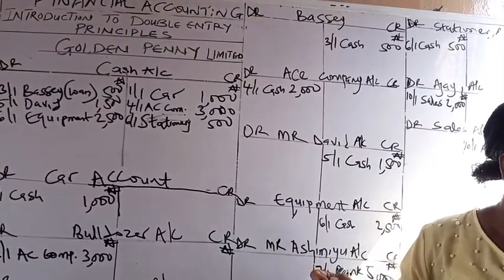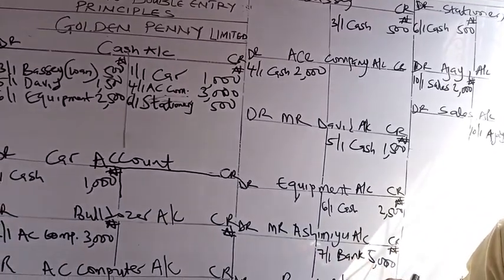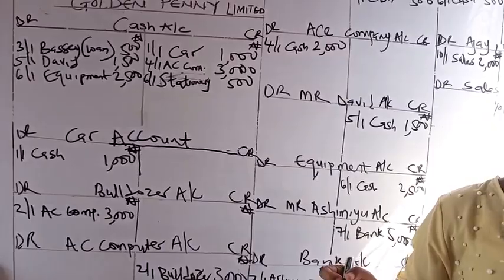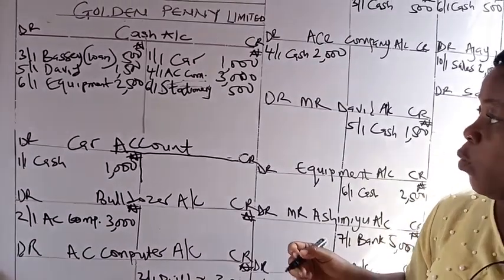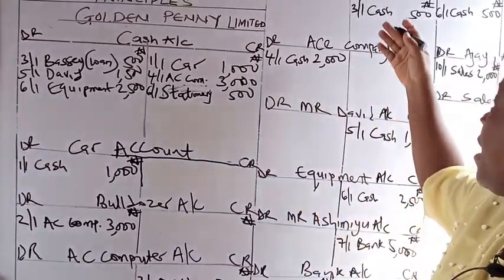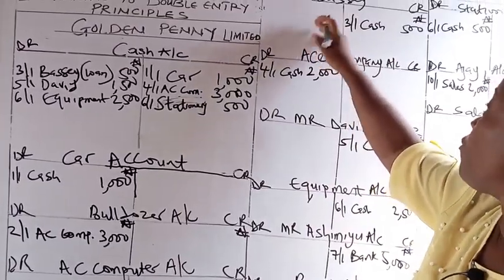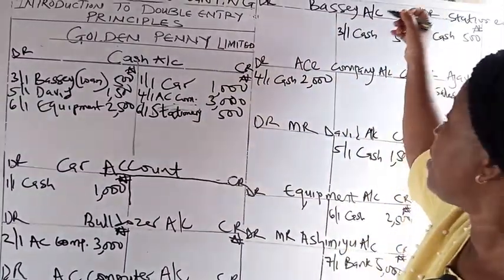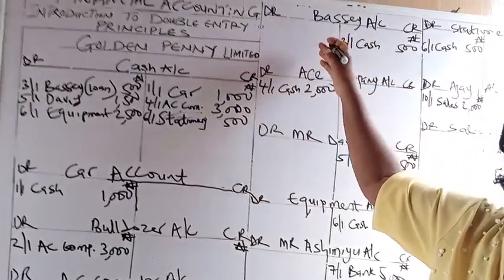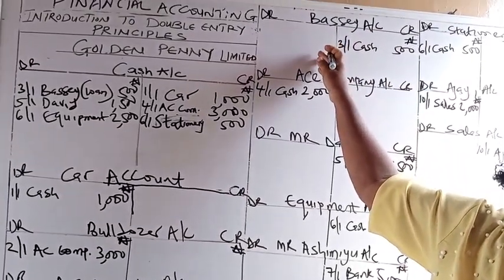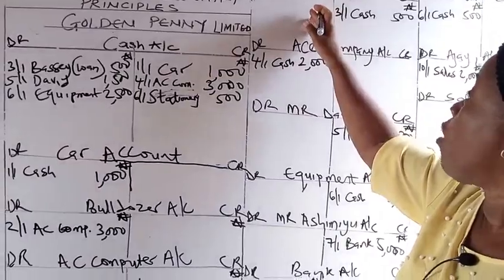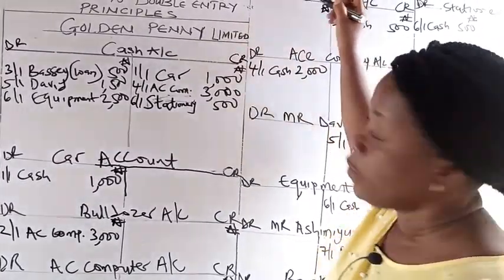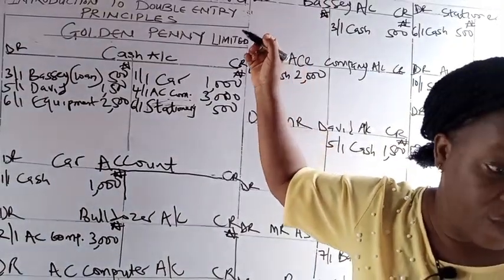2,000 naira to Mr. Ajayi. Repaid Mr. Basi the loan of 500 naira cash. Since we already have Mr. Basi's account, we have prepared an account for Mr. Basi earlier on. We don't need to draw another ledger account. The first one, the one prepared already, is sufficient for the next transaction.